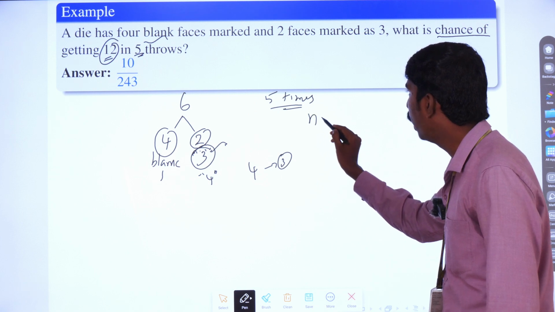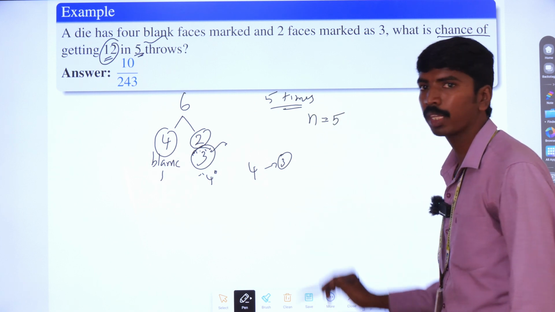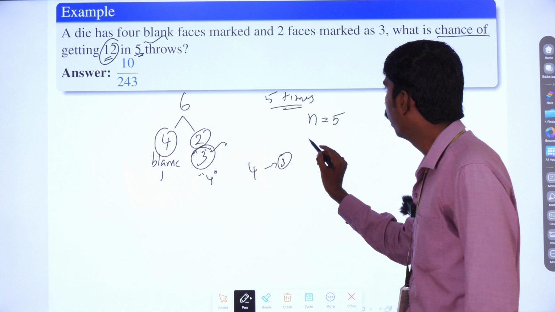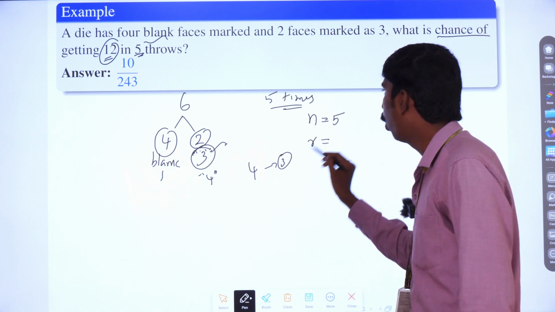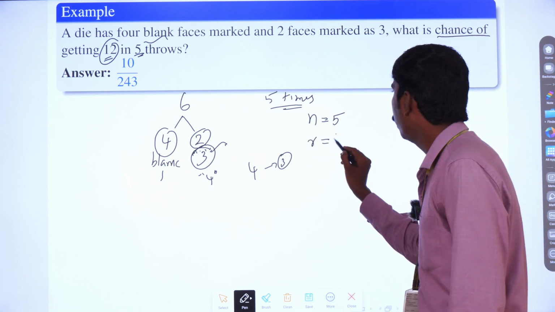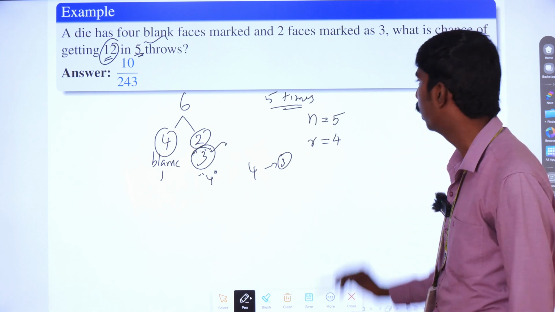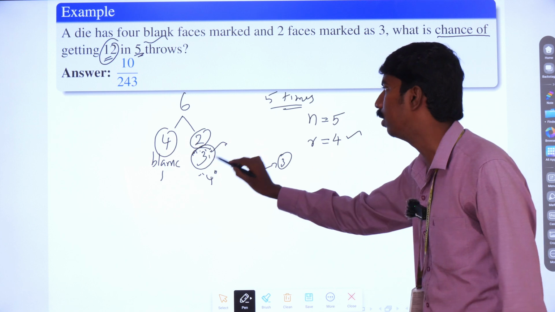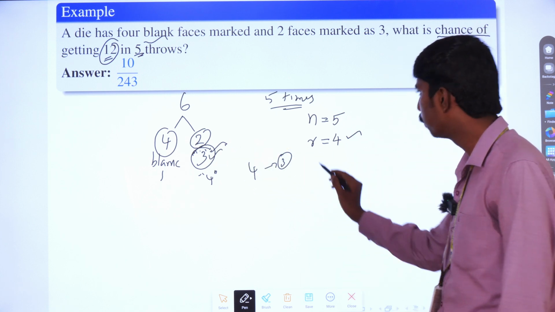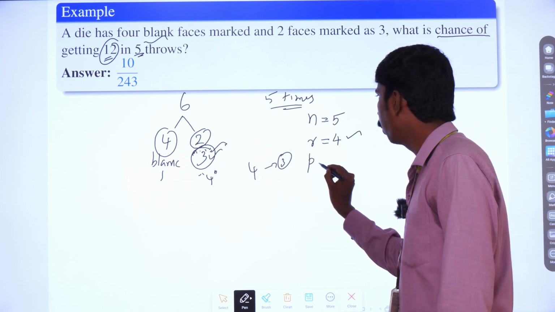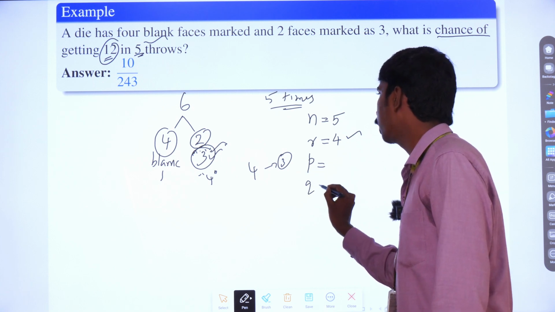Therefore, the value of n is nothing but 5. The total number of trials is 5, and the desired number of successes is 4 times I need to get 3. Therefore, r equal to 4.